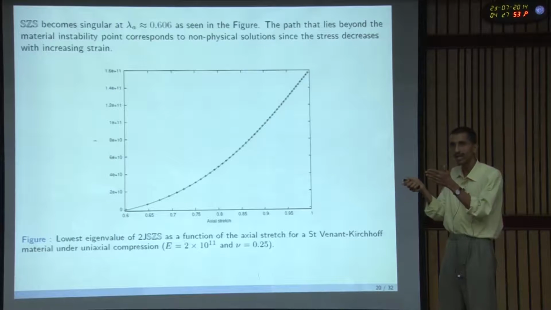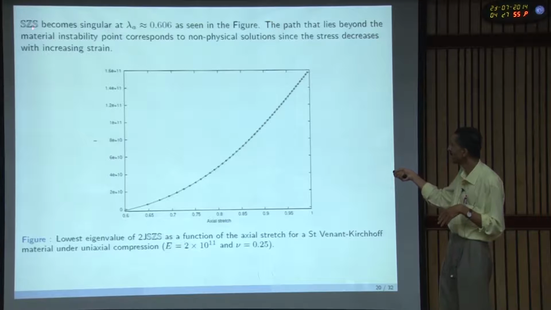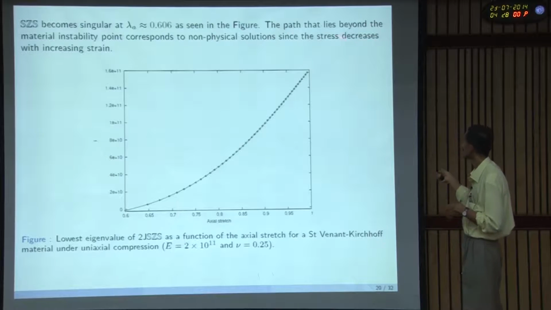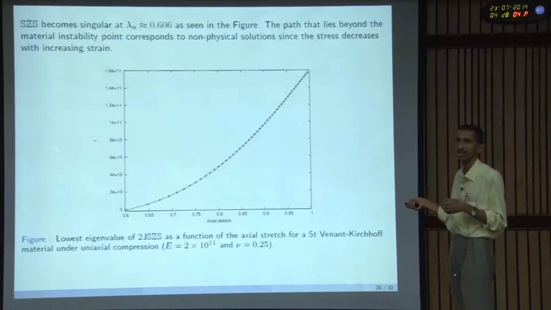You can do this analytically, and you can then also track the eigenvalue. It exactly matches it. So that's what is written here, the path beyond that. Once it becomes 0, then you know that there is a material instability.